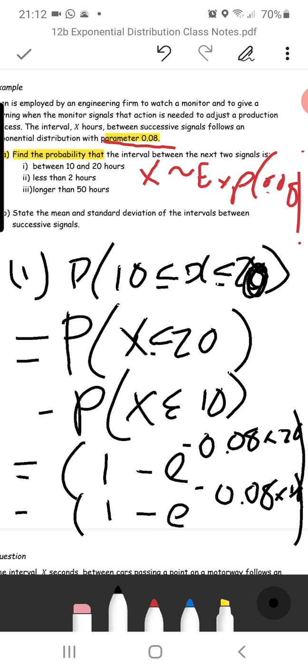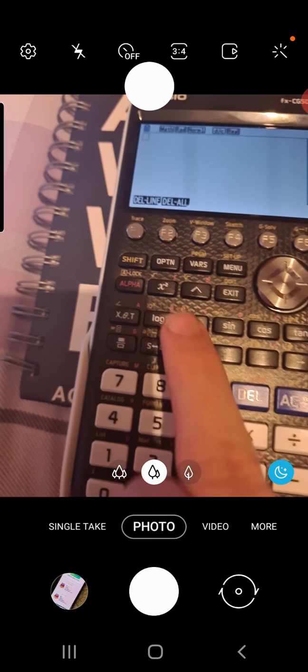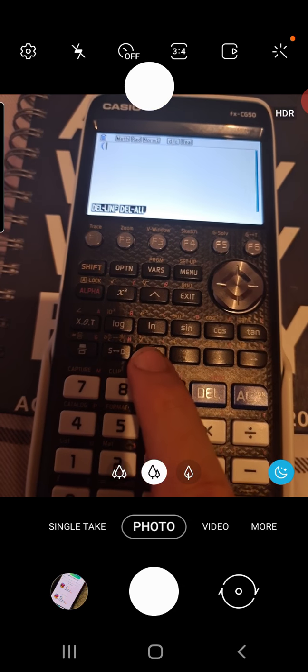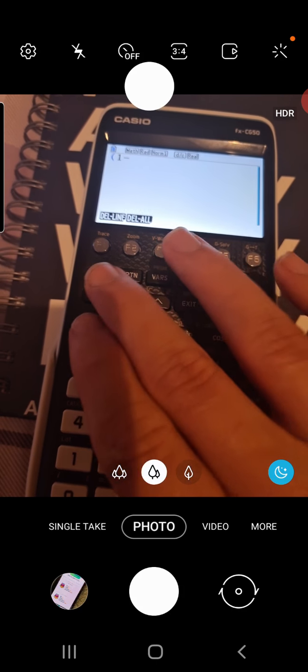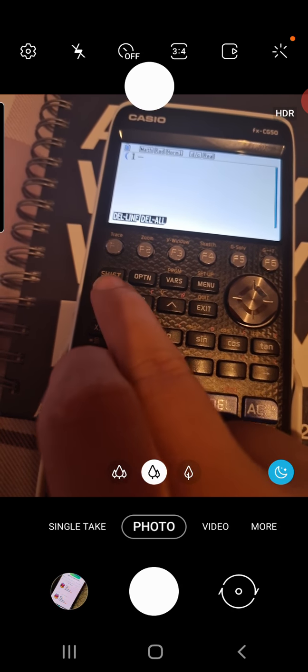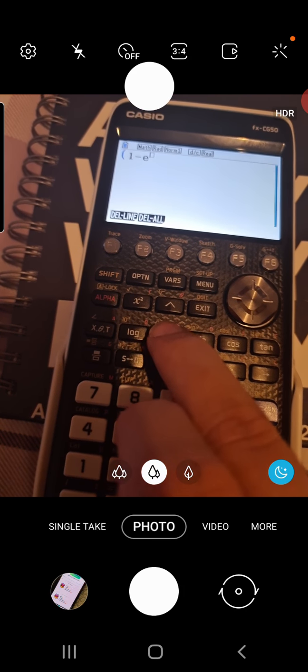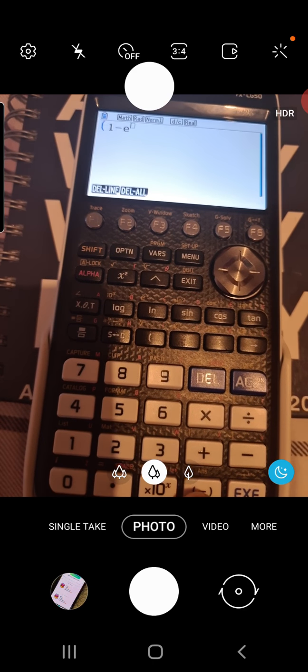So let's see what that looks like on the calculator. Those brackets are going to be important because they're going to separate the less than or equal to's. So less than or equal to 20, so 1 minus e. Now, e is shift ln, so shift ln. Don't forget that negative. You can use the minus or the negative.